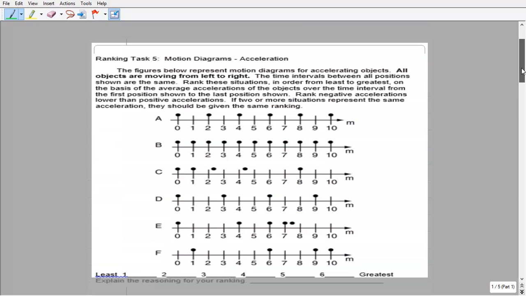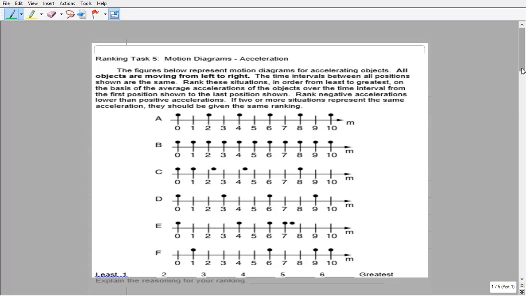And then finally, ranking task number 5. Ranking task number 5 is actually simpler than it might appear. You might be intimidated because we're supposed to find out the average acceleration, and that might seem very, very daunting. The key to this one is to look at the dots and think about what we learned in doing all those iPad activities where we were rolling the ball across the desk or up a ramp or down a ramp.